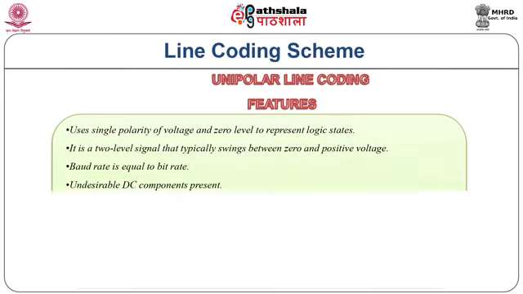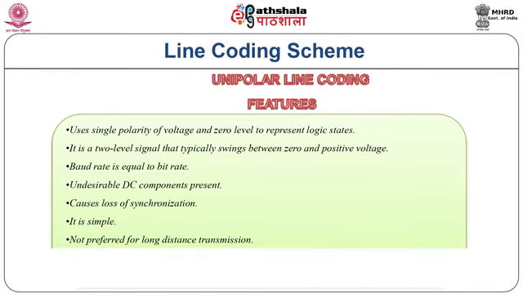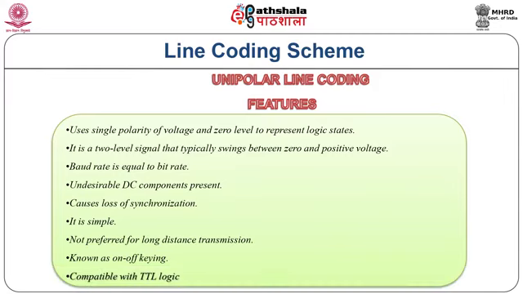In this encoding scheme, since a signal of only one polarity is used, it suffers from the disadvantage of having an undesirable DC component present in the encoded signal. For long sequences of zeros and ones, there will be loss of synchronization between the transmitter and the receiver. Though unipolar is a simple scheme, it is not preferred for long-haul communication. This type of line coding scheme is also called on-off keying. Though obsolete now, one of the advantages it has is that it is compatible with TTL logic.